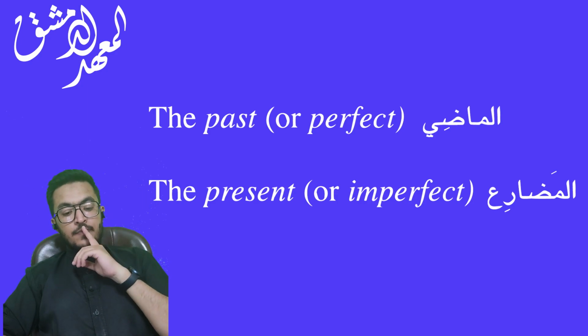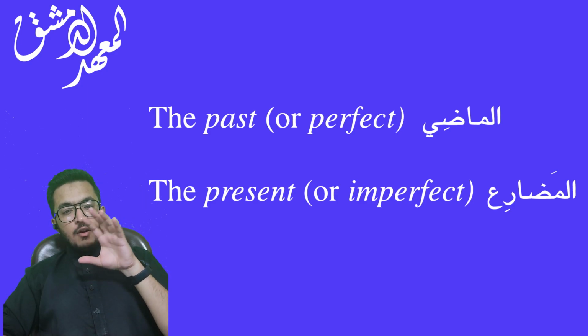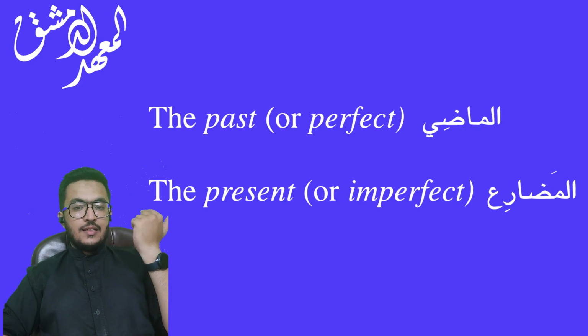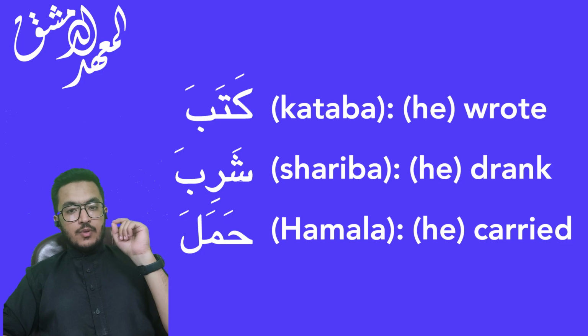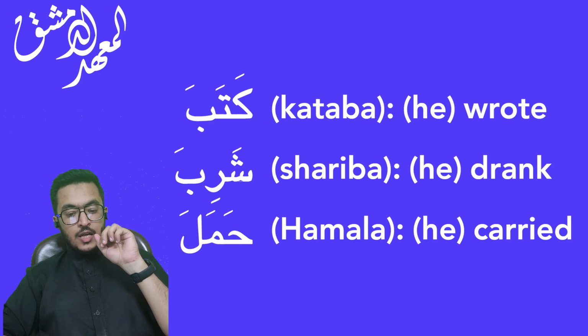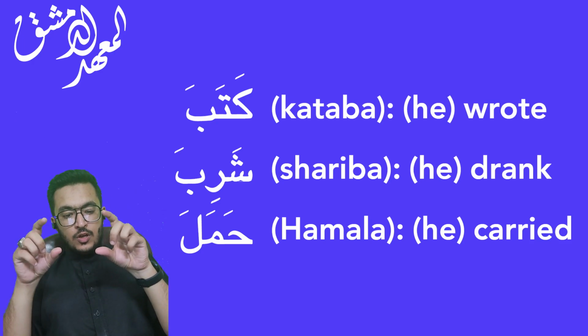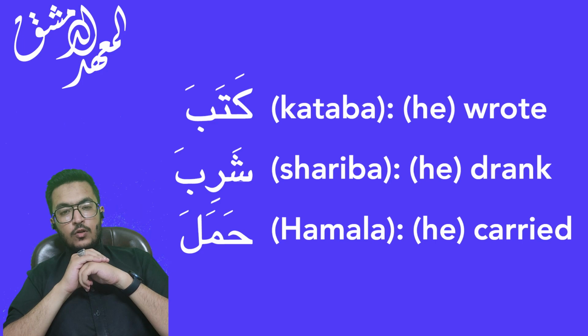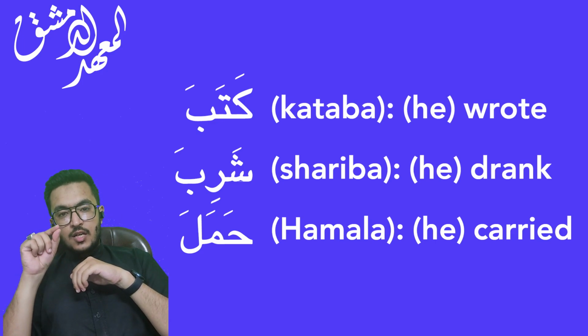So, the past. In a simple regular verb, the basic past tense will look like this. Kataba, he wrote. Shariba, he drank. Hamala, he carried. The three root letters are followed by a vowel. In most cases, this is all fatha. Kataba, hamala. Sometimes the second vowel is a kasra.